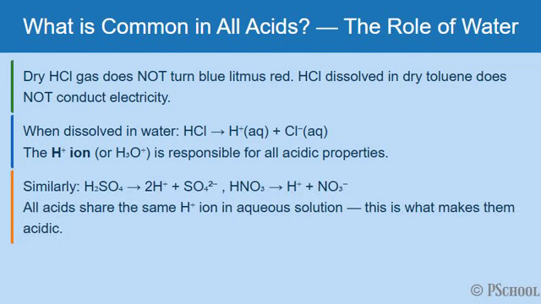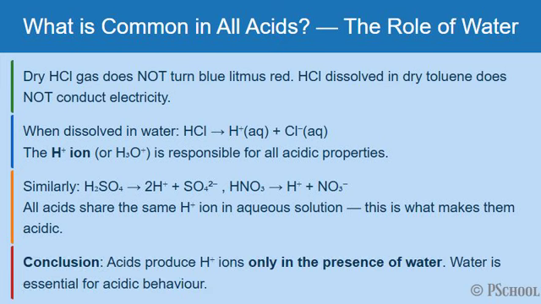Similarly, sulfuric acid gives 2H+ and sulfate ions. Nitric acid gives H+ and nitrate ions. All acids share the same H+ ion in aqueous solution, this is what makes them acidic. Conclusion: acids produce H+ ions only in the presence of water. Water is essential for acidic behavior.